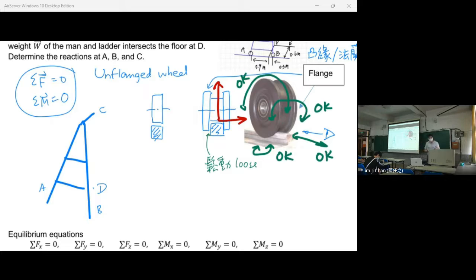And for the unflanged wheel, it can move left and right. So we have only one force here.